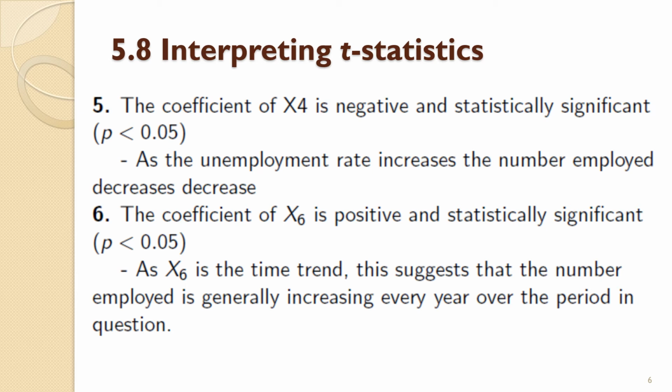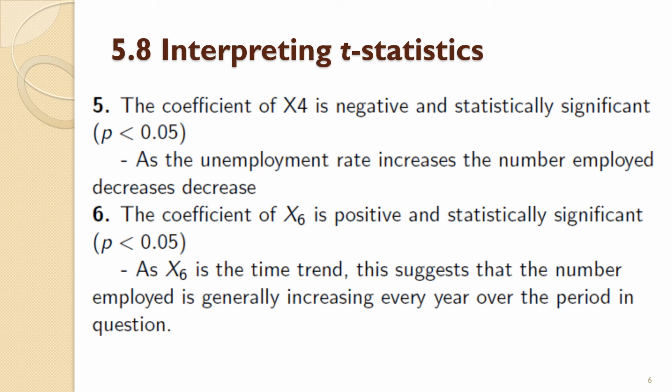So the coefficient of x4 is negative and statistically significant, precisely because p is less than 0.05, and again you've got an asterisk beside x4 in the table. So in this case, the interpretation would be that as the unemployment rate increases, the number employed decreases. So again, a complete truism, but at least you haven't got an obvious contradiction at this point.